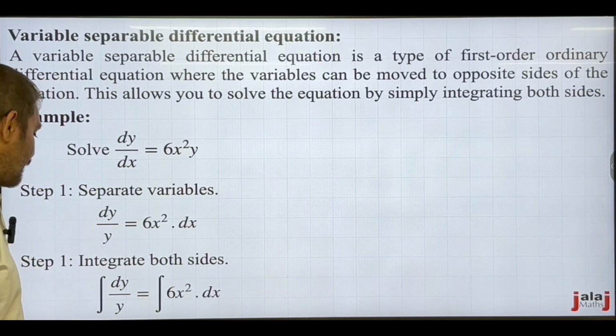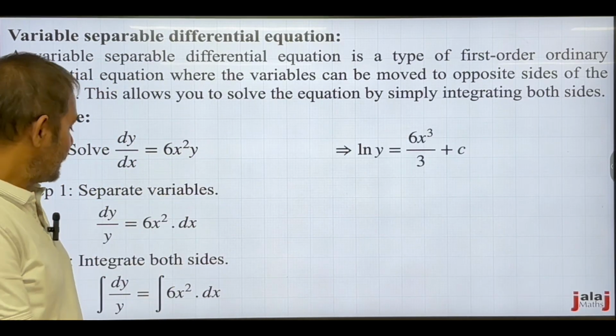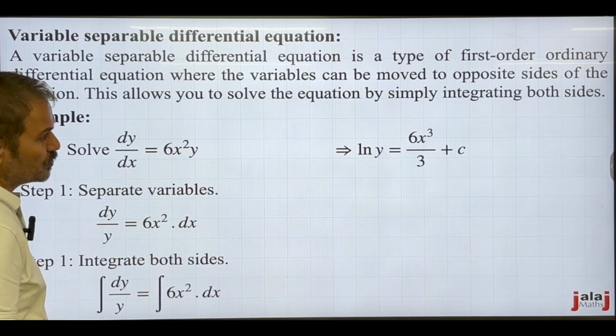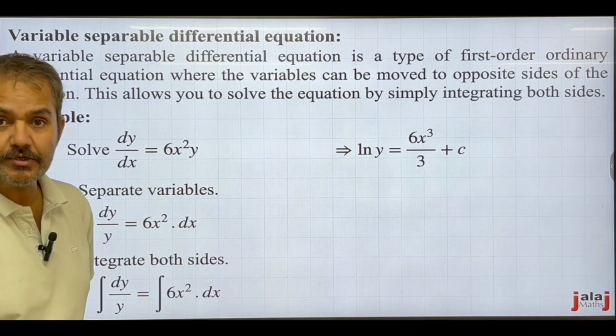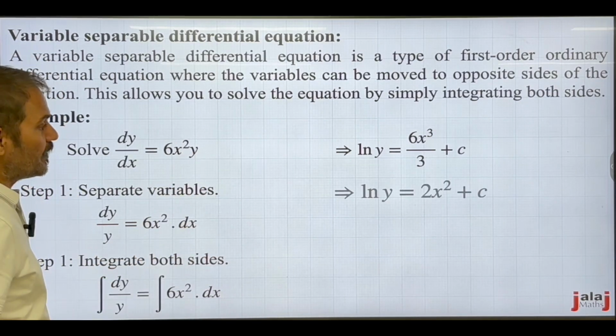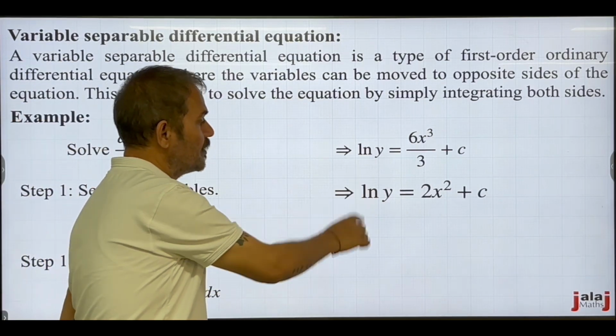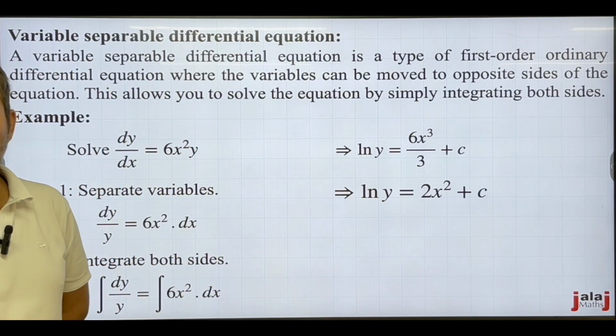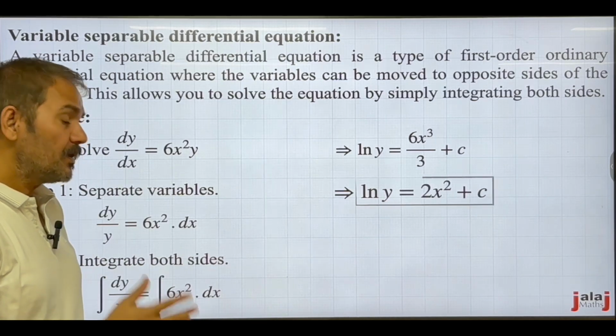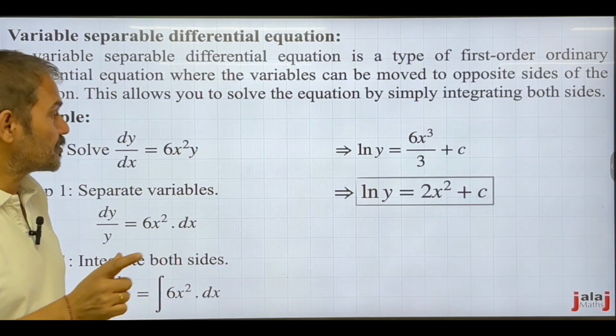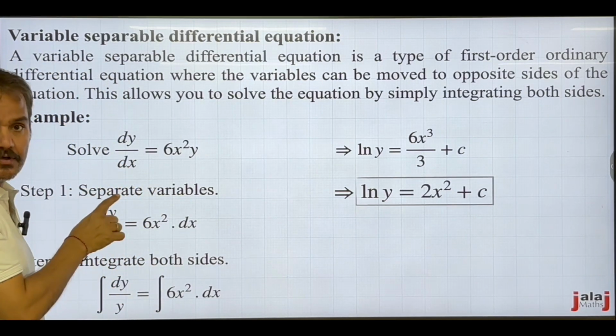When you integrate dy over y, you get ln y. This gives you 6x cubed over 3 plus a constant. Now you can write 6 over 3 as 2. So ln y is equal to 2x cubed plus c. This is the solution of this differential equation.